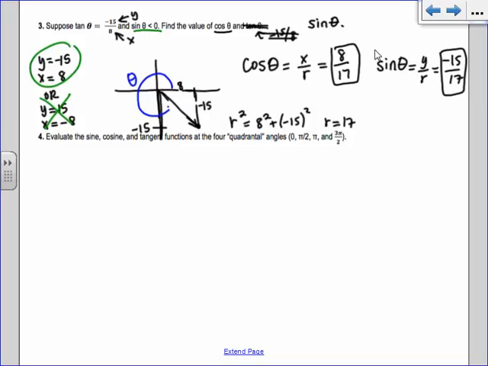All right, so it says evaluate the sine, cosine, and tangent functions at the 4 quadrantal angles, so 0, pi over 2, pi, and 3 pi over 2. Really the best way to do this, it doesn't really matter what your radius is. Okay, so on the quadrantal angles at least, you can always think about the unit circle. So let's think about right here at 0, we have the point (1, 0). At pi over 2, we have (0, 1), we have (-1, 0), and (0, -1).